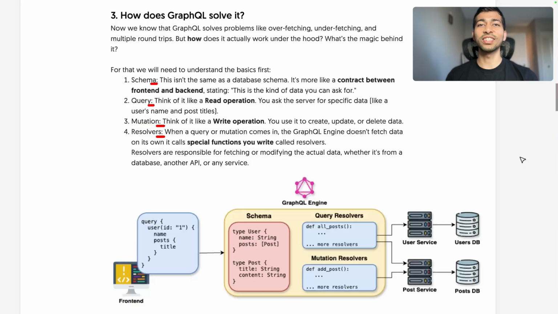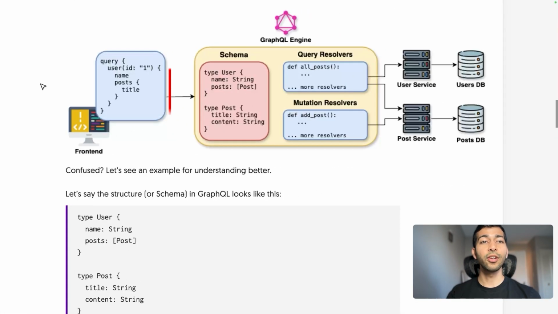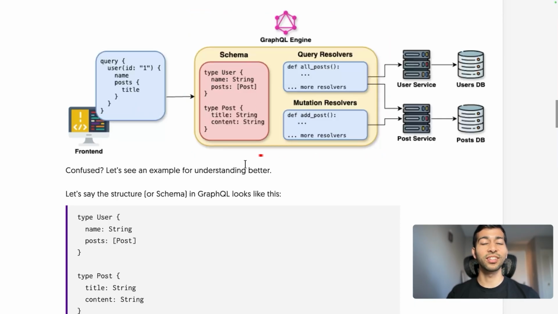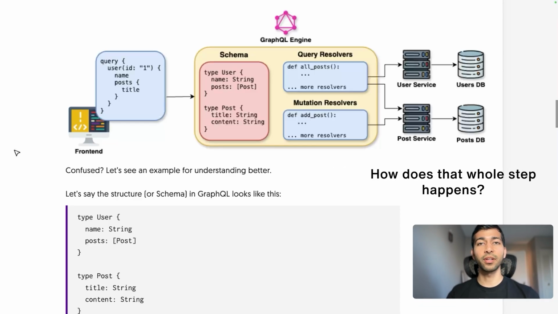As always, let's take an example to understand this. In this example, let's say the query looks something like this. As you can see here, the front end is trying to query for a particular user with ID 1, and wants the name and all of the posts from that user. Then this query goes to the GraphQL engine, and after all of the calculation and manipulation, the result is returned back to the front end. Now, how does that whole step happen? It happens in 4 different steps. Let's take a look at all those 4 steps.